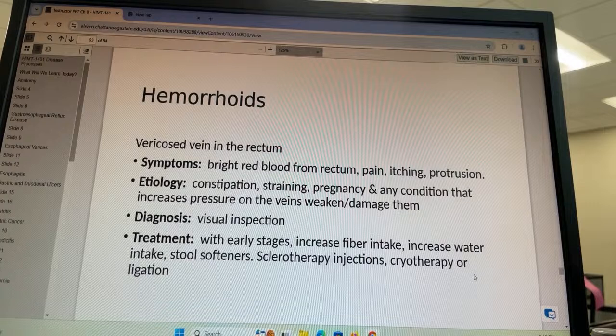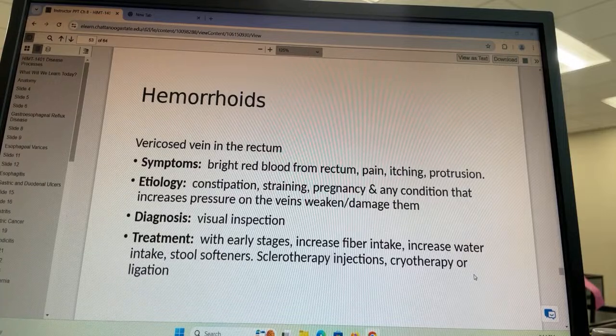Treatment depends on how bad it is. If it hurts only when you're constipated, they'll try to just change your diet so that you don't have the hard constipation, and they can sometimes heal themselves if given a chance to heal. Increasing your water intake and stool softeners, all of this will just help make it less painful to go when you have these.